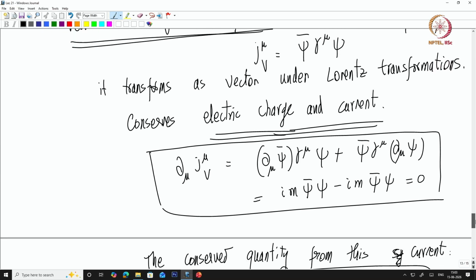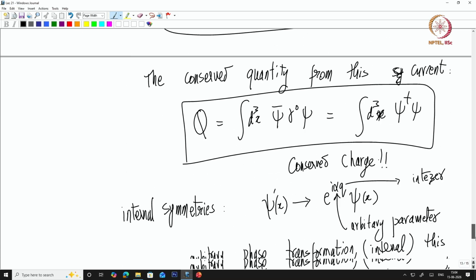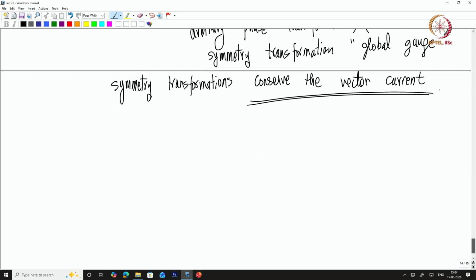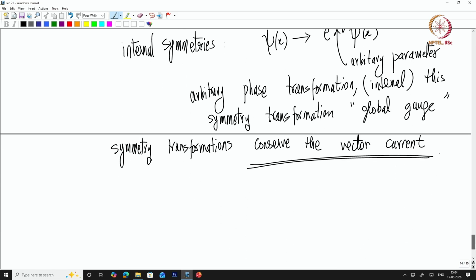This kind of vector current is different compared to space-time currents. This is an internal current essentially. This is an internal probability current, or more concretely, an electric charge current.